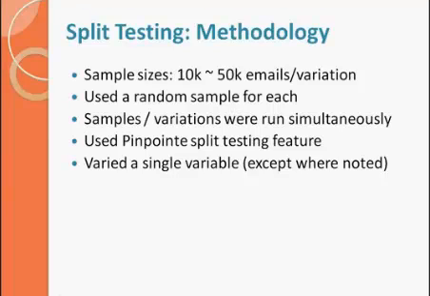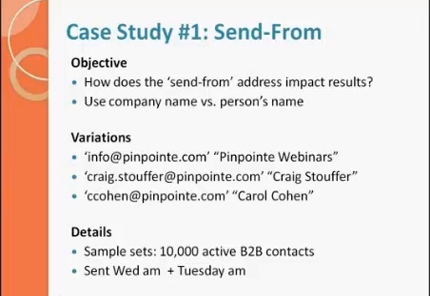Our methodology for the split testing is we use the Pinpoint split testing tool. The sample sizes for all these, unless they're designated otherwise, are between 10 and 50,000 email sends per variation, and we used a random sampling for each one. So these are samplings out of the Pinpoint contact database, using our split test feature. And where possible or unless otherwise noted, we would vary a single variable or single option. In some cases, we did multiple variations, and that's identified in the particular test.